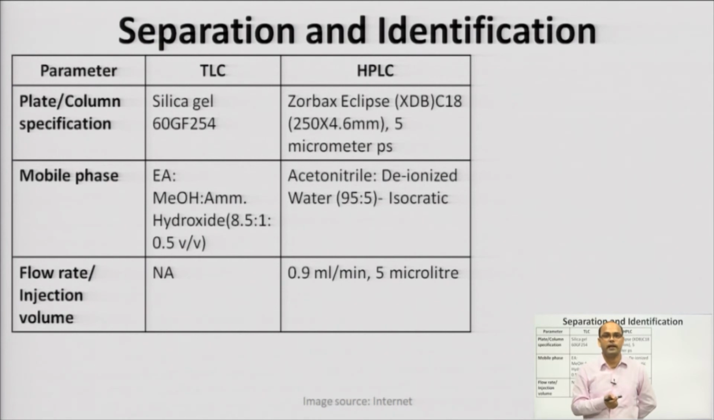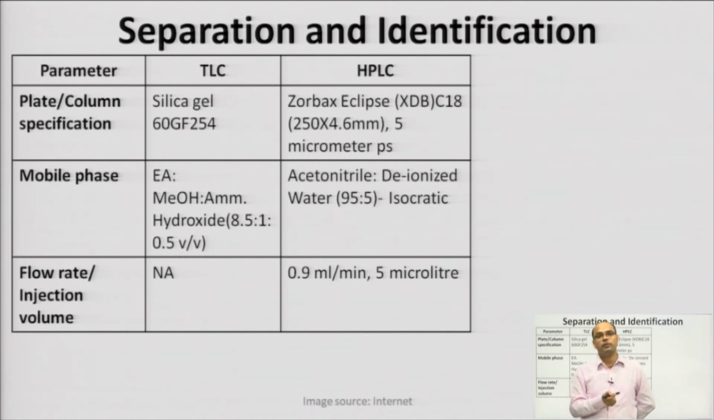Moving on to the next slide, the estimation part of caffeine, you can see that we have several techniques like thin layer chromatography, high pressure liquid chromatography, and high performance thin layer chromatography, which we can utilize for estimation of our phytoconstituent in our sample. Here if you look at the TLC, we have used pre-coated silica gel plates.